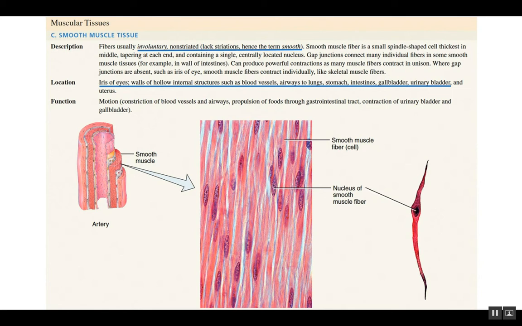So it really depends on what organ you're looking at as far as the function of smooth muscle. But if there's something in that organ and it's contracting and relaxing, it must help the movement of that material. It helps blood flow in a blood vessel. It helps air flow. It helps movement of food through the GI. It helps move urine out of the urinary bladder. And it helps to eject bile from the gallbladder.